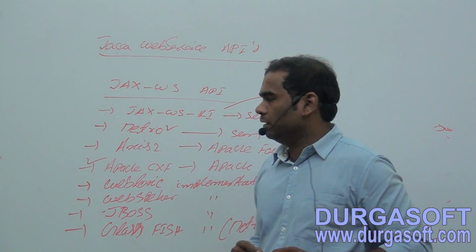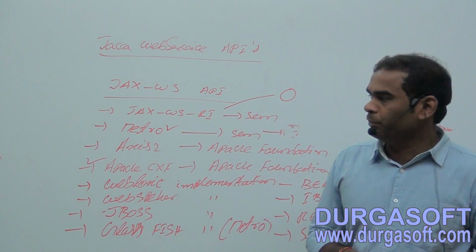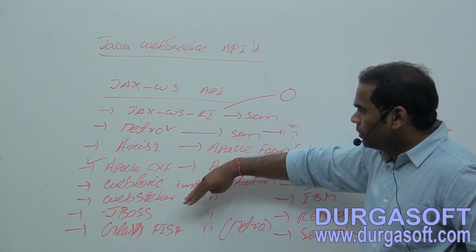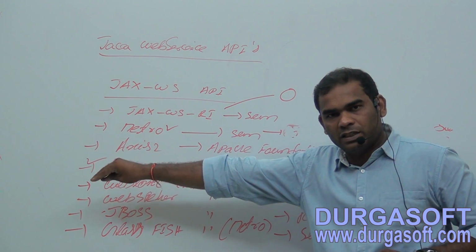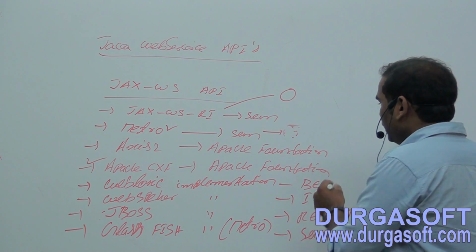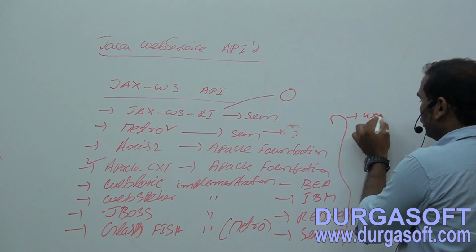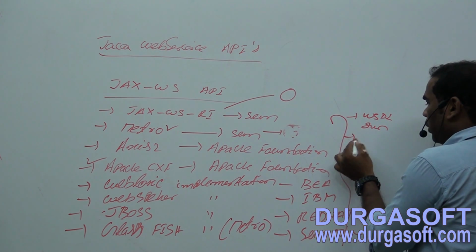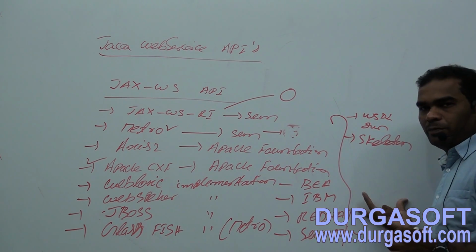And the last specification is JAX-WS. So using these implementations, we can develop both SOAP based web service clients and SOAP based web services. All these implementations should provide a generation tool to develop the web service, and they should provide the skeleton also, to develop the web service.